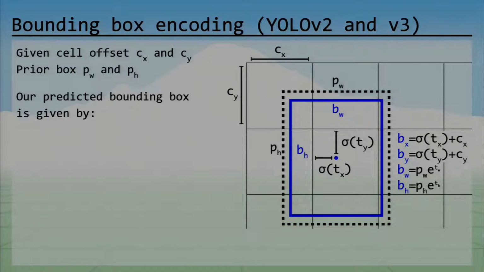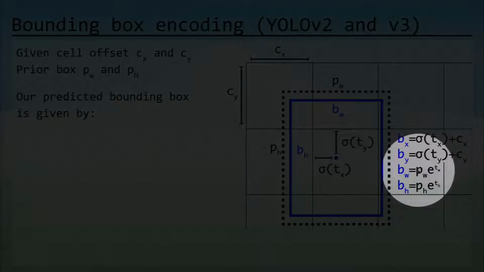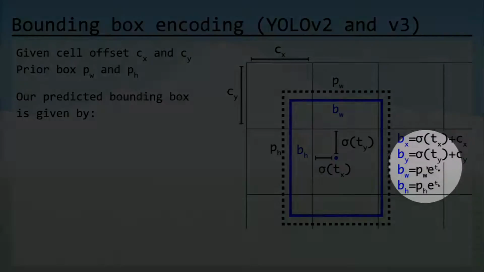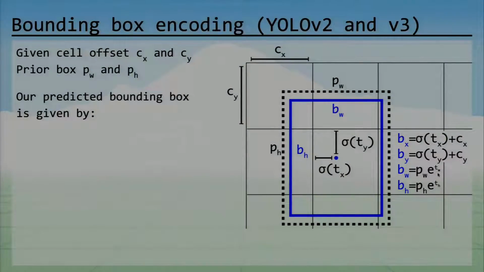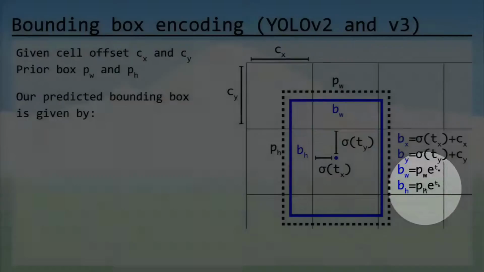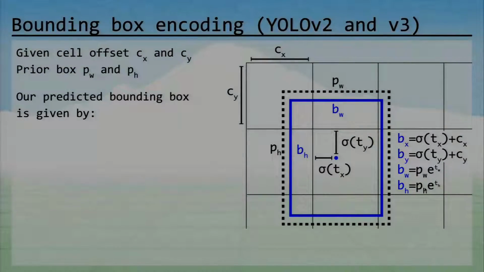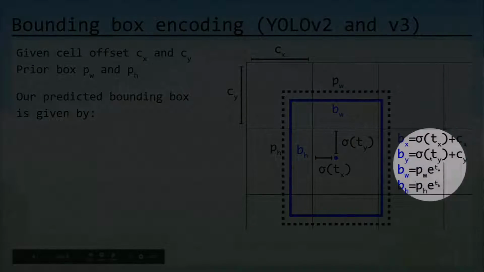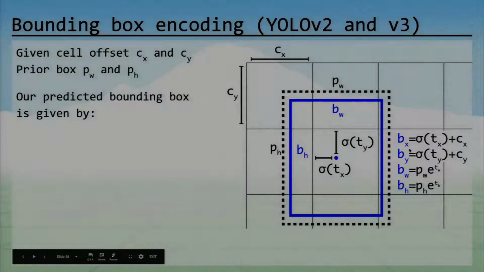So our actual bounding box width is going to be our prior for what the width might be times e to the t width, and our bounding box height is going to be the prior for the bounding box height times e to the t height, or th. So in this case, we have this kind of weird encoding.